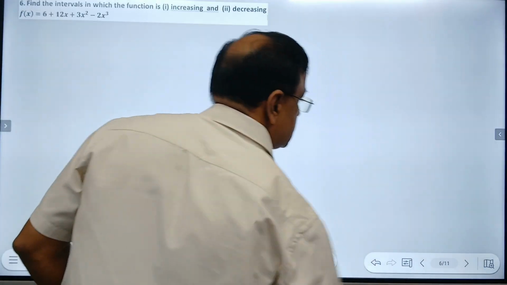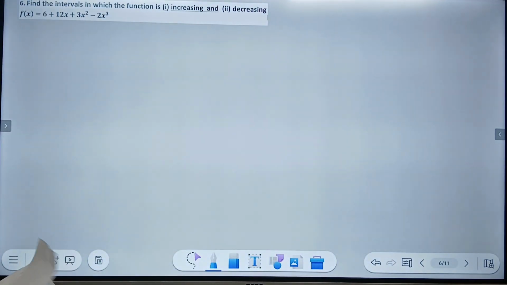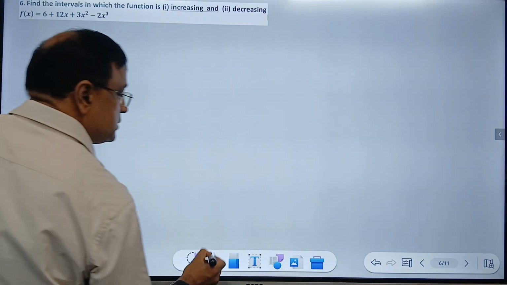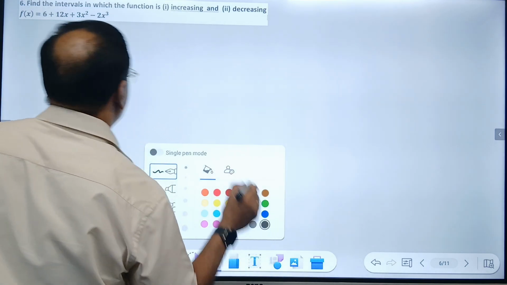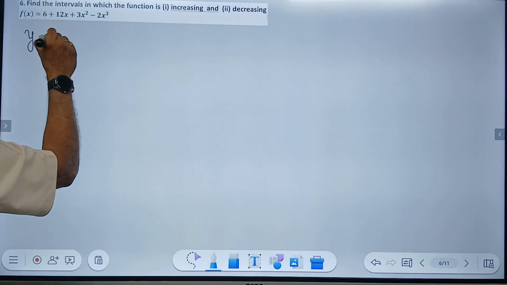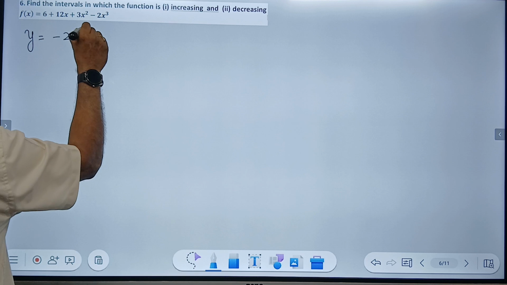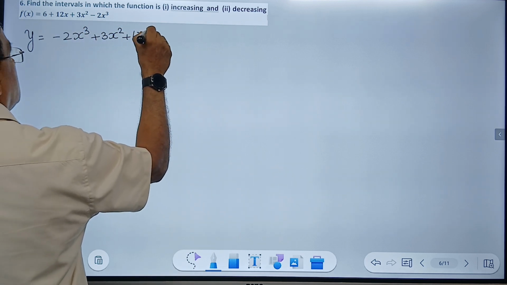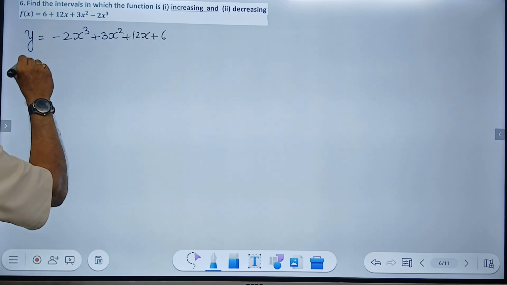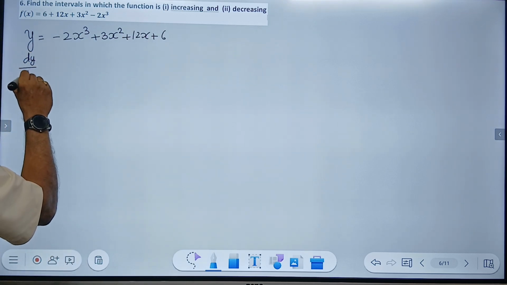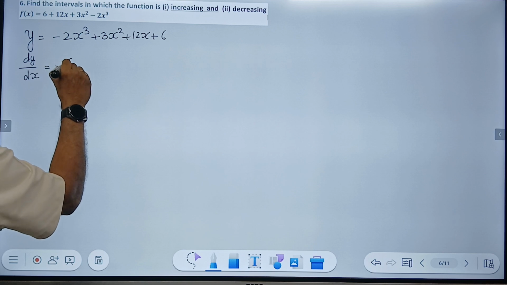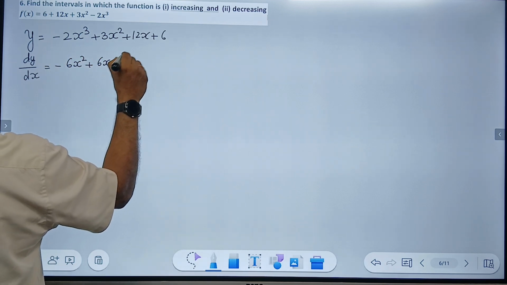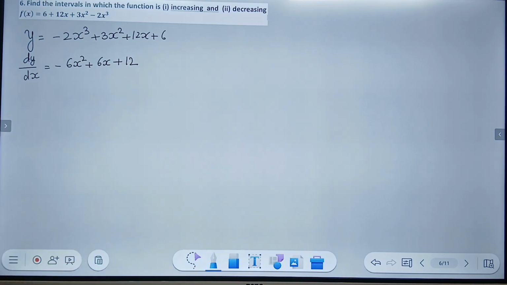Okay, let's go to the next question. This is a slightly different question from the previous one, because here you're going to have minus 2x cubed. So let's see how to do it. y equal to minus 2x cube plus 3x square plus 12x plus 6. What I should do? Differentiate dy by dx. What is dy by dx? Minus 6x square plus 6x plus 12. I just differentiate it, nothing else.